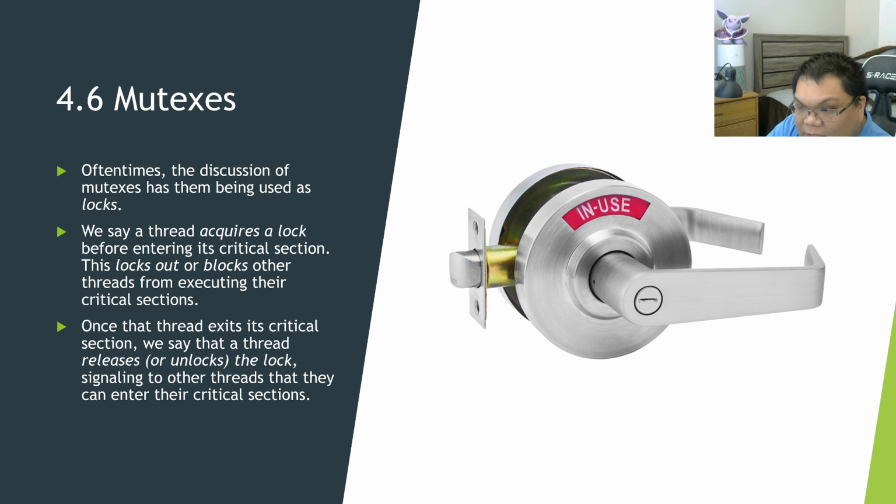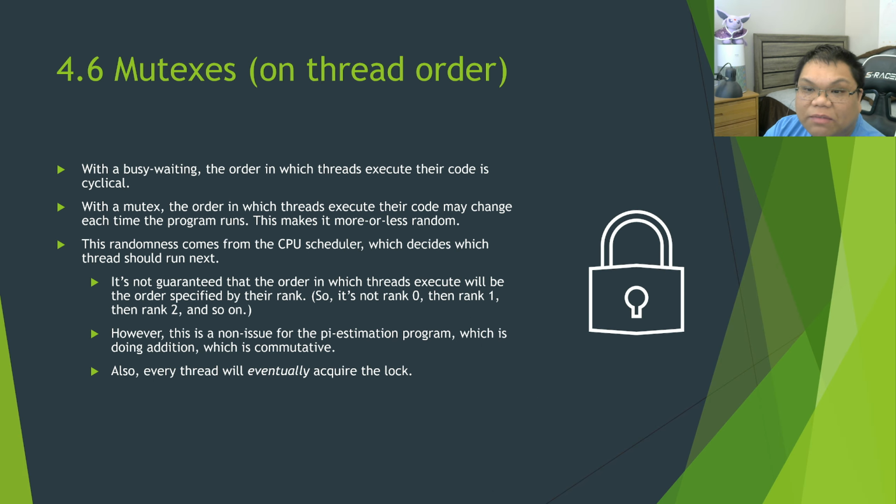Once that thread leaves its critical section, we say a thread then releases or unlocks the lock. That signals to other threads that the critical section is now available to be executed by another thread. Now we have to determine which thread is going to come next. For our purposes, if there are multiple threads waiting to execute their critical section, the next thread is going to be random. And this randomness has some problems in some cases.